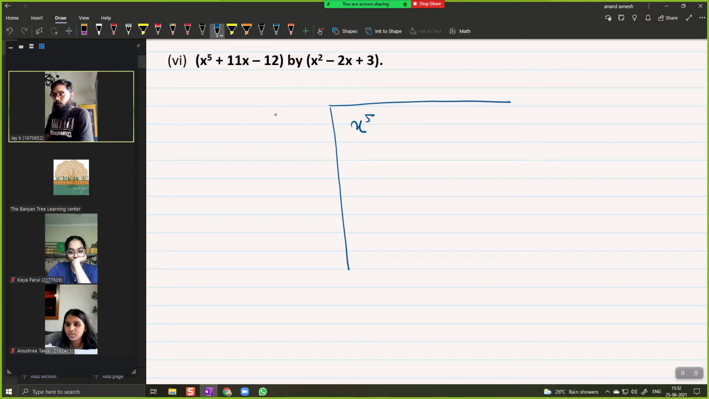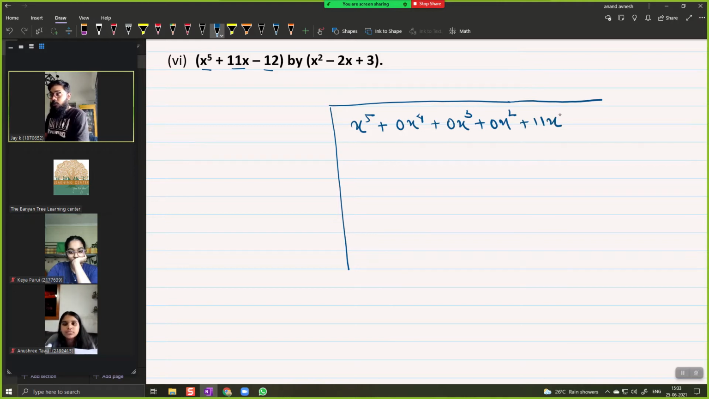So x raised to 5, do you see any term with power 4 or power 3 or power 2? No. Degree 4, degree 2, degree 3? No, it's not there. So what you will write is x raised to 5 plus 0x raised to 4 plus 0x raised to 3 plus 0x raised to 2. This way you will never make a mistake. Plus 11x, because we have a term with power 1, minus 12. So this is my dividend.